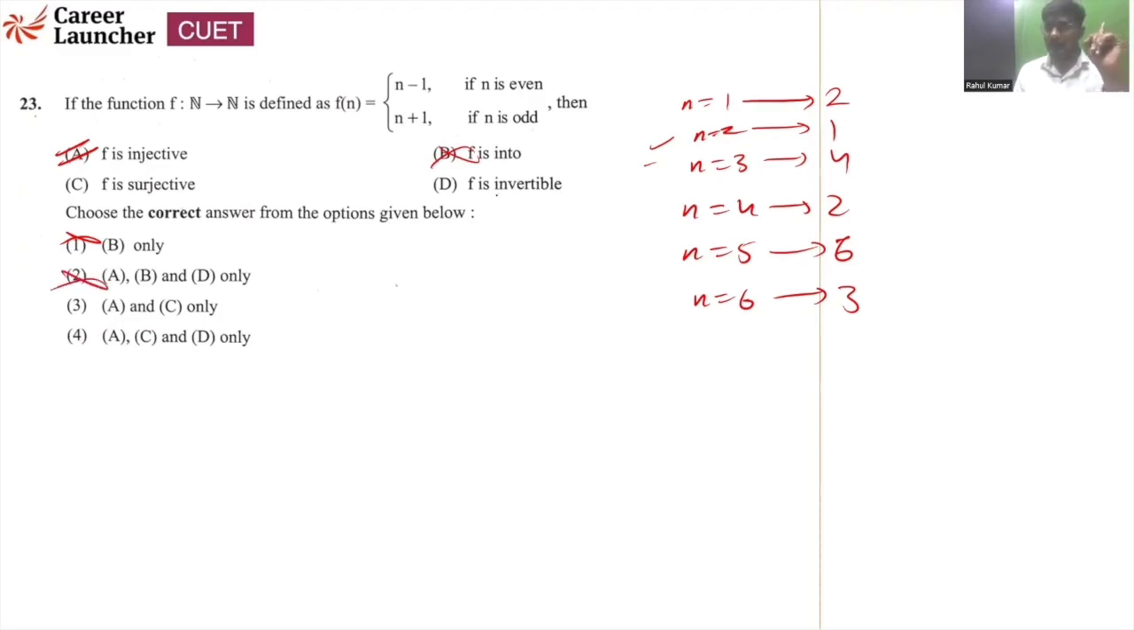Now, the only thing we need to check is D. Is it invertible or not? So it is surjective by default. Now, is it invertible or not? If the function is 1-1 and onto, it is by default invertible. So option 4 is the correct answer.